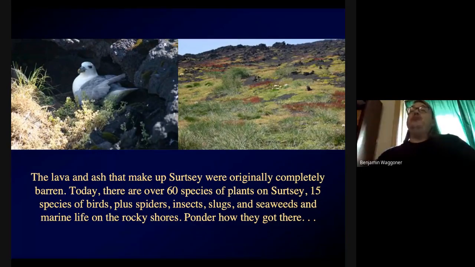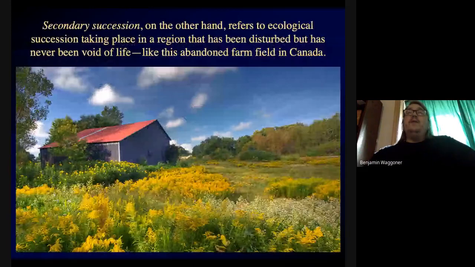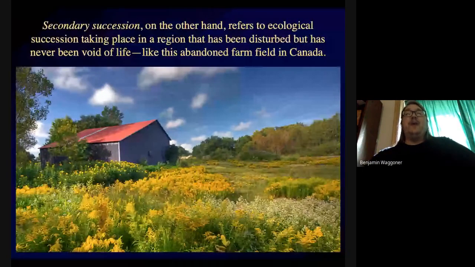And so we're seeing changes in the ecosystem over time as new species disperse in, and as species thrive for a while and then sometimes get outcompeted by something else. The communities of plants and animals on Surtsey are subject to change. So that would be primary succession in a place that never held any life. Secondary succession would involve succession in a region that's been disturbed but has never been sterile.